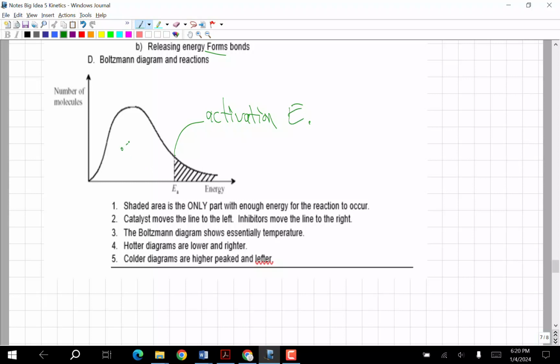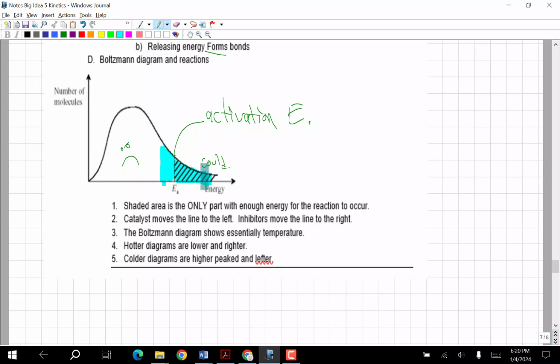If I'm over here, this is a big nothing burger. What happens here? Nothing happens. Here means it could happen. Okay? The shaded area is the only part with enough energy for the reaction to occur. A catalyst moves the line to the left. So if I'm a catalyst, I now make it go over here. And notice how that's a lot more particles that can now react.